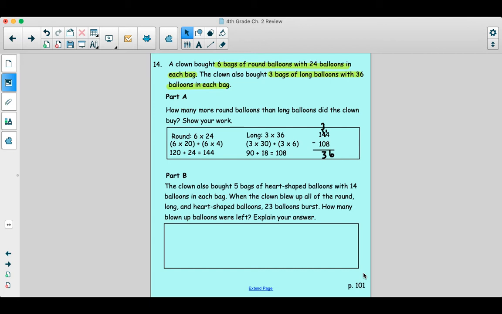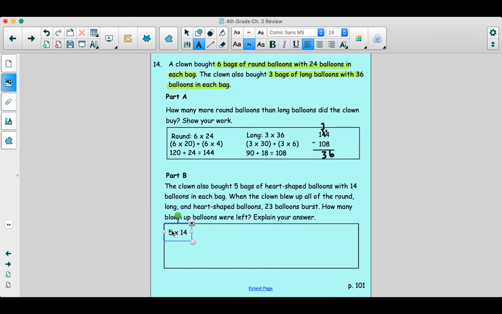Okay, there's a lot going on here. So the clown also found some really snazzy heart-shaped balloons, apparently. So 5 bags of 14 balloons in each bag. So let's see, 5 times 10 would be 50, and 5 times 4 is 20. 50 plus 20 is 70. So I know 5 times 14 is 70.